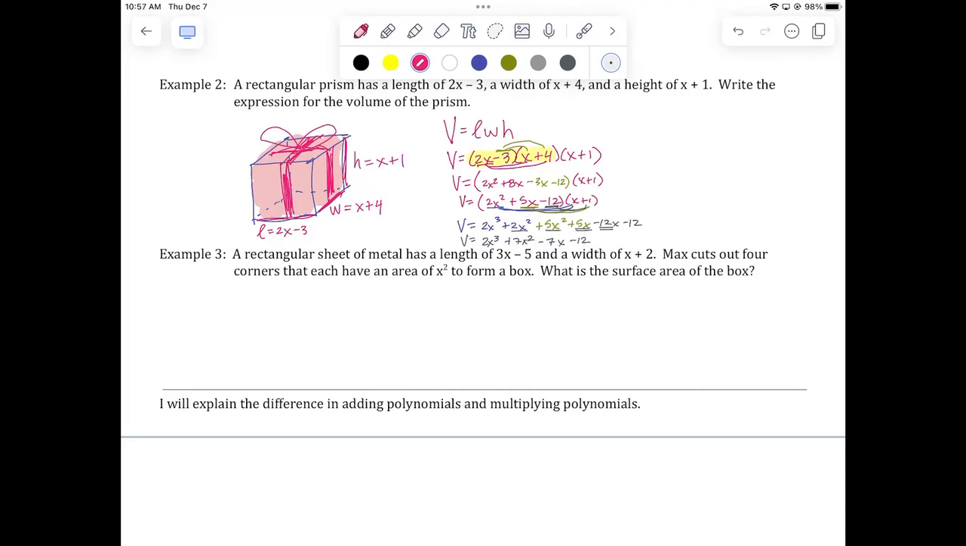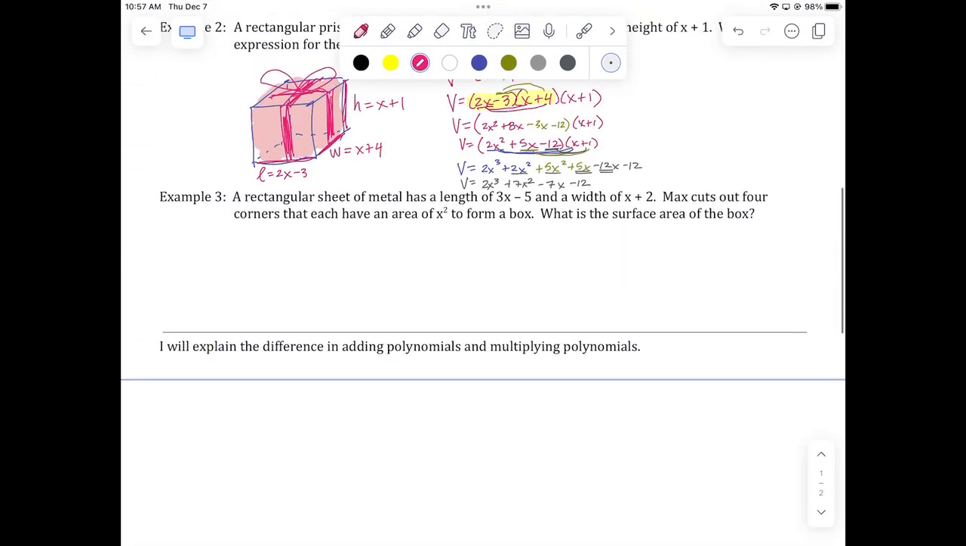All right. The last one here. A rectangular sheet of metal, not plastic. Read carefully. Metal, right? You might need gloves for this. It has a length of 3x minus 5 and a width of x plus 2. Max cuts out 4 corners from each of these that have an area of x squared to form a box. Max is making a box out of a sheet of metal. What's the surface area of the box?